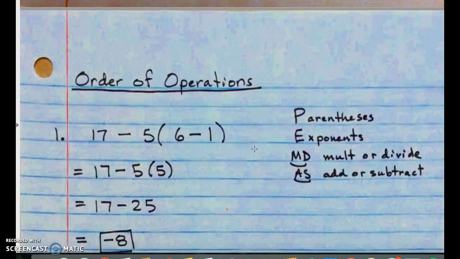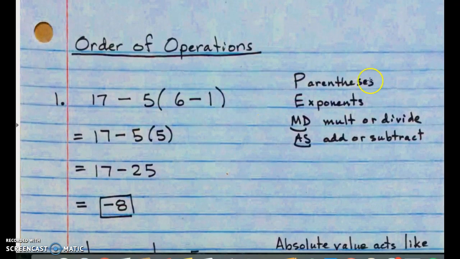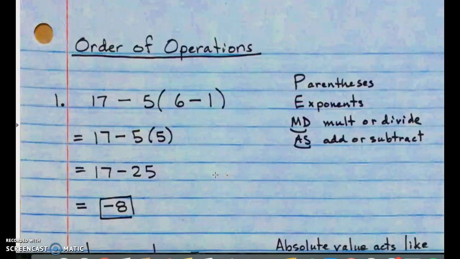Here's order of operations. Remember to do parentheses first, then exponents, then either multiply or divide, whichever one you get to first as you go from left to right, and then after that, either addition or subtraction as you go from left to right. So here we've worked out what's 6 minus 1 in the parentheses, so it's 5. This is a multiplication right here, so we're going to do 5 times 5 to get the 25. Now 17 minus 25 is negative 8.